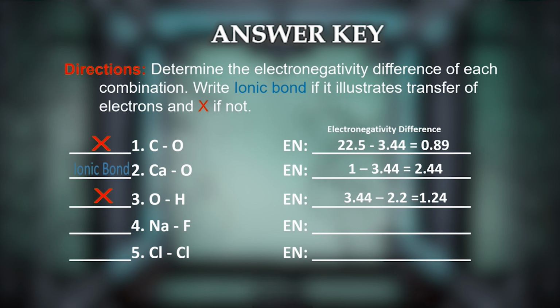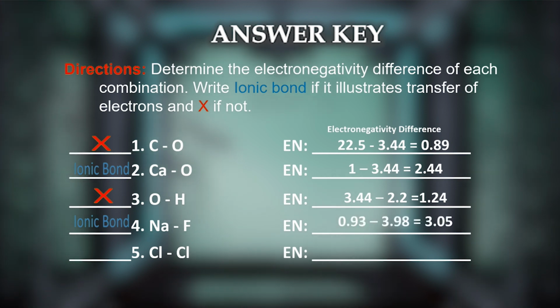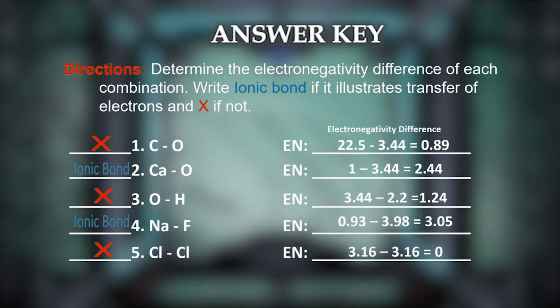Electronegativity difference 1.24. Number 4. Ionic bond. Electronegativity difference 3.05. Number 5. X. Electronegativity difference 0.